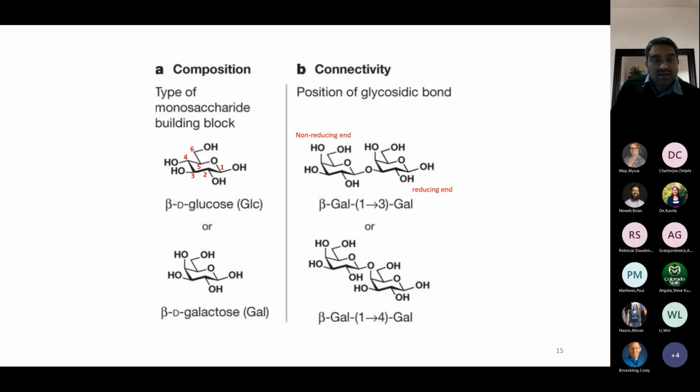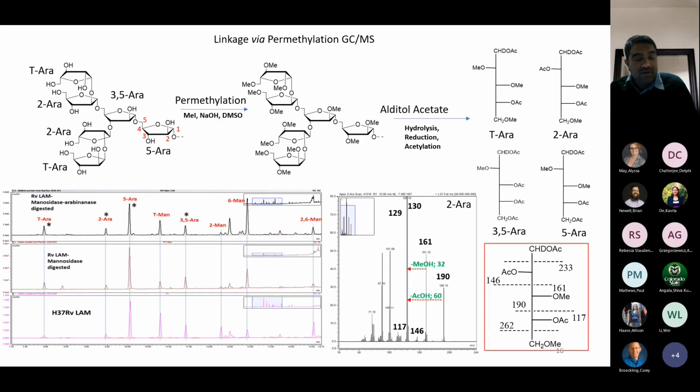Like here, it's in a beta fashion as it is drawn. In 1 to 3, this one position is linked to the 3 position of the other sugar. So the 1 position of this sugar is referred to as the non-reducing end, and the 3 position of this sugar is known as the reducing end. Now, let's see how we determine the linkage via permethylation and using GCMS.